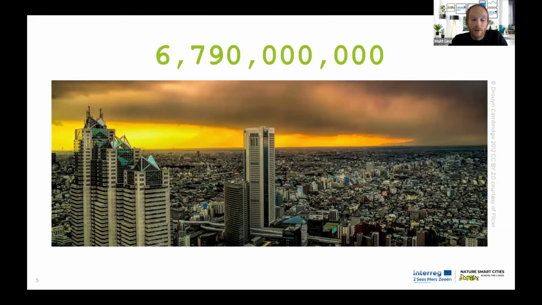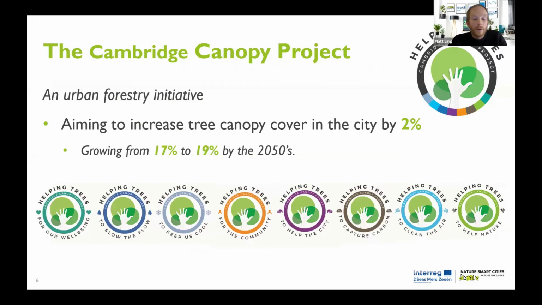The UN projects that the global population will be 9.7 billion people in 2050. It is also estimated that nearly 70% of the global population will live in urban areas. That is 6.79 billion people in towns and cities across the world. There is, therefore, a huge emphasis to place on our towns and cities and their climate resilience, and on being as prepared for a 2050 climate scenario as possible. And that's what the Cambridge Canopy project sets out to do, to make the city more climate resilient.